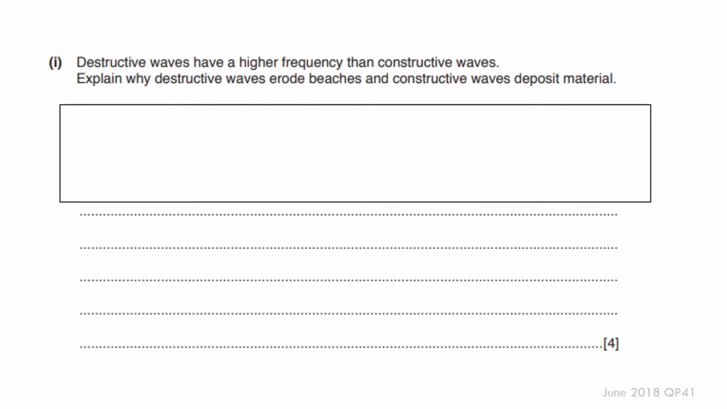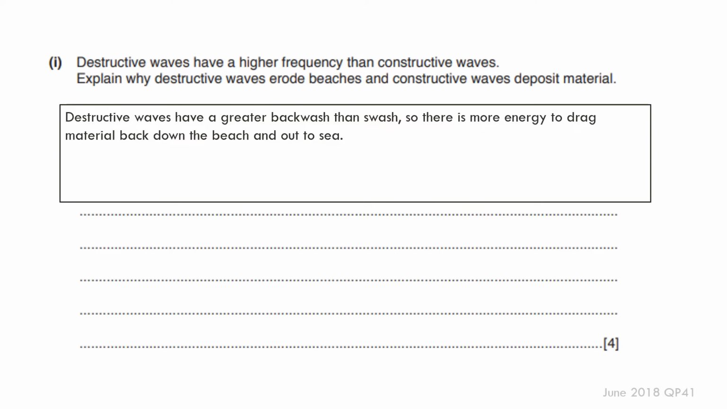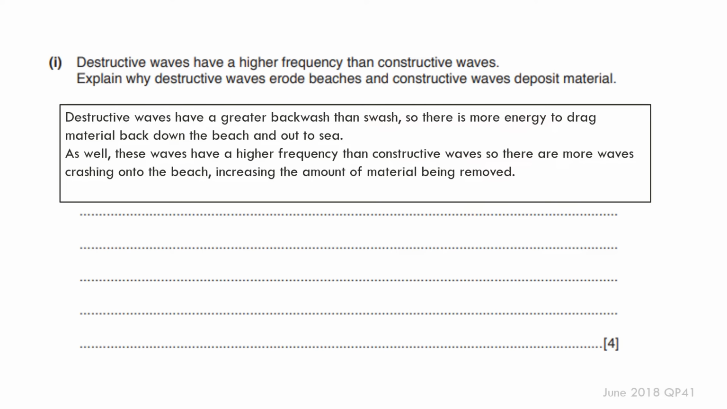Now this one slightly changes, explain why destructive waves erode beaches and constructive waves deposit material. Destructive waves have a greater backwash than swash. There is more energy to drag material back down the beach and out to sea. As well, these waves have a higher frequency than constructive waves, so there are more waves crashing onto the beach, increasing the amount of material being removed.